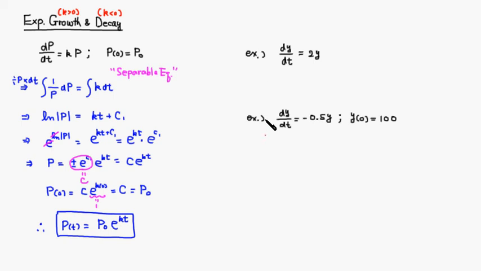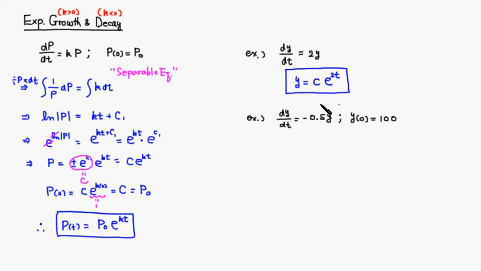Now let's look at a couple of concrete examples. If you have this equation, in this case the k value is 2. So y is equal to, since there's no initial value, we leave the constant as c, and with k equal to 2, it's c e to the 2t. This is the solution of the differential equation.